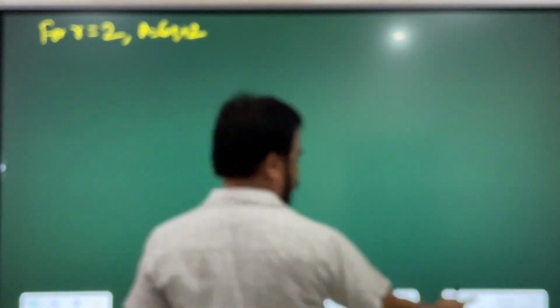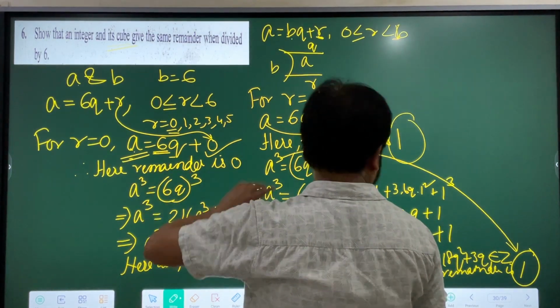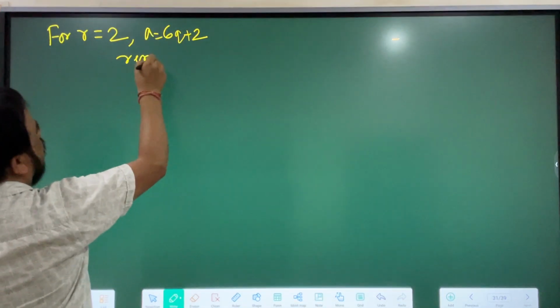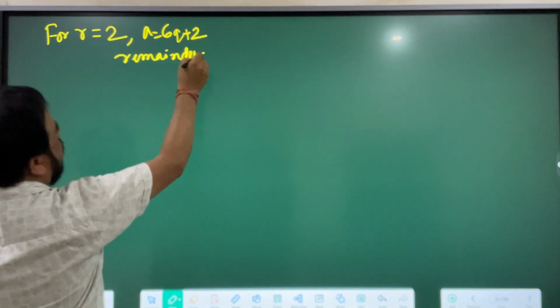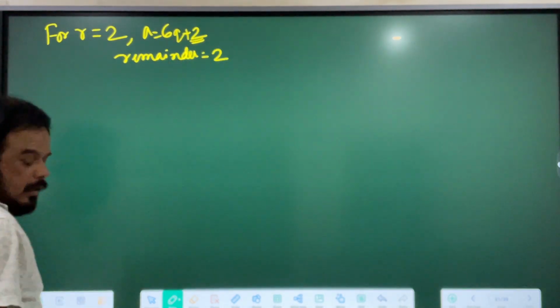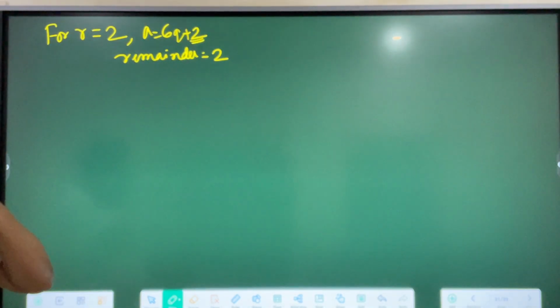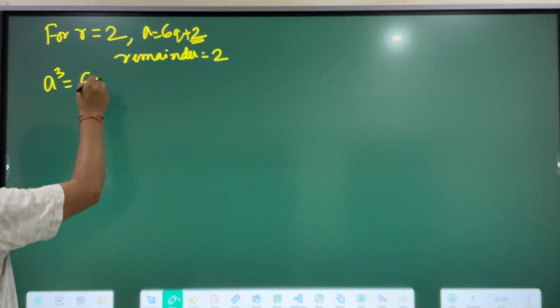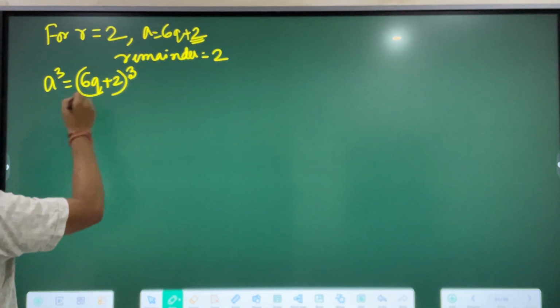Now R equals 2. For R equals 2, A equals 6Q plus 2. So A equals 6Q plus 2. The remainder is equal to 2 because in place of R, 2 is there, without cubing. We will do cubing now. A cube is equal to (6Q plus 2) whole cube.